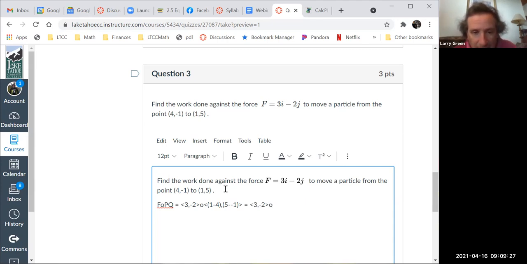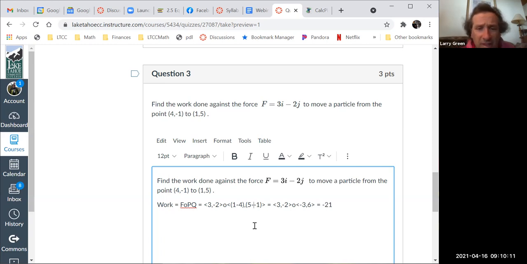And then dot, 1 minus 4 is negative 3, and 5 minus negative 1 is 6. And maybe I should write this too. Let's call it work. Okay, what's 3 comma negative 2 dotted with negative 3 comma 6? So it's 3 times negative 3, which is negative 9, plus negative 2 times 6. So it's negative 9 plus negative 12, which is negative 21.